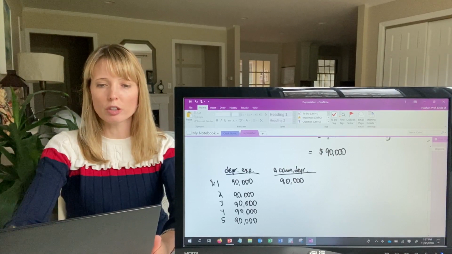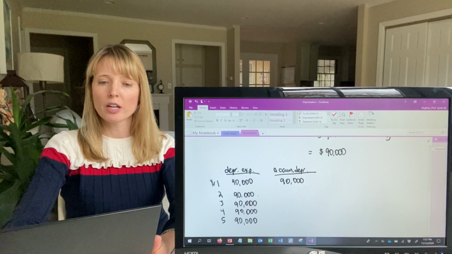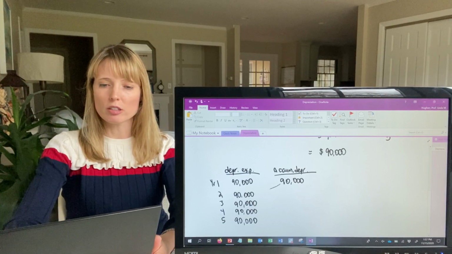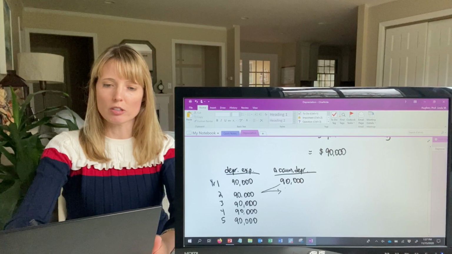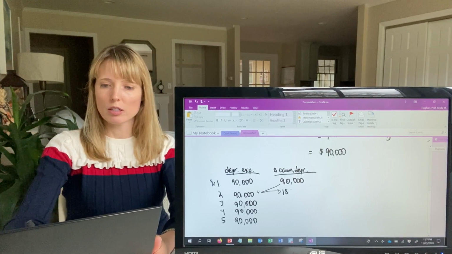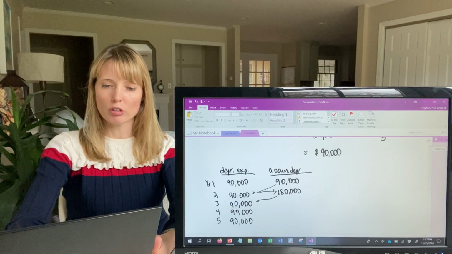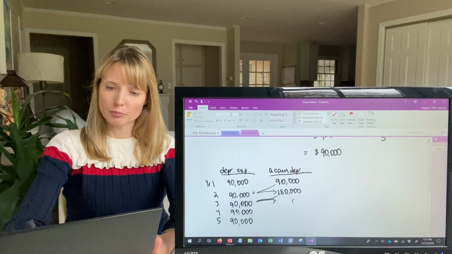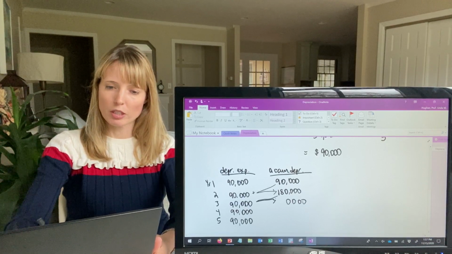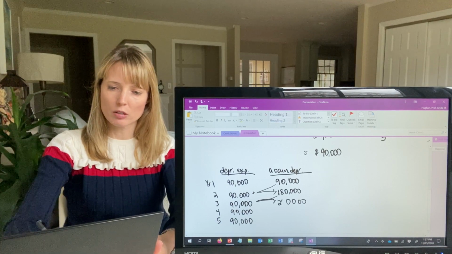the asset. So at the end of year 1, it's the 90,000. At the end of year 2, we take the 90,000 and we add the additional 90,000 to get 180,000. And that continues on. Add the additional 90,000 to get 270,000.